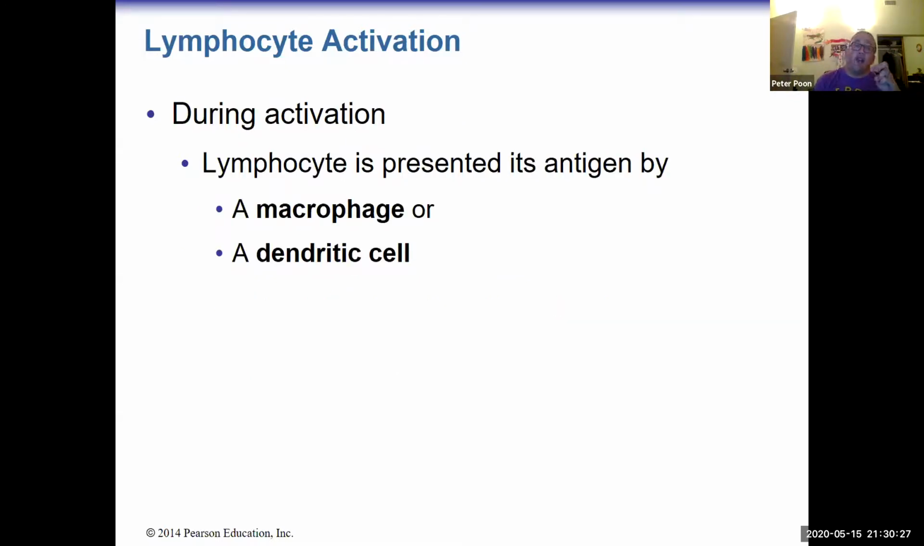During activation, the lymphocyte is presented an antigen by a macrophage or dendritic cells. Dendritic cells, if you remember from the skin chapter, are in the layers of the epidermis. It picks up antigens and presents them to lymphocytes.